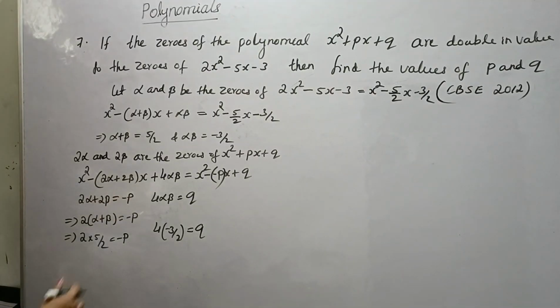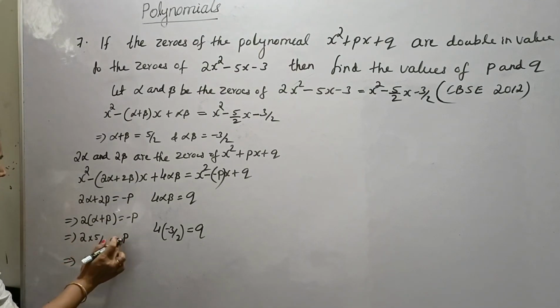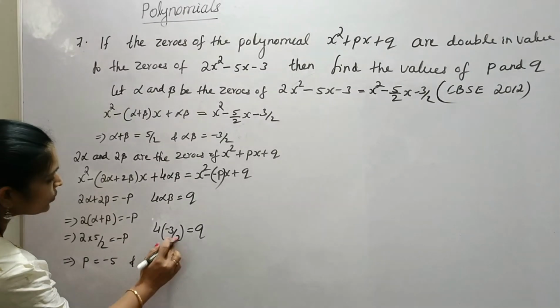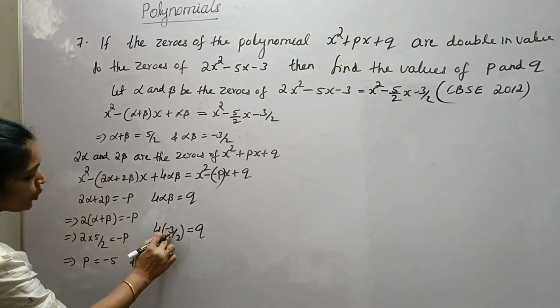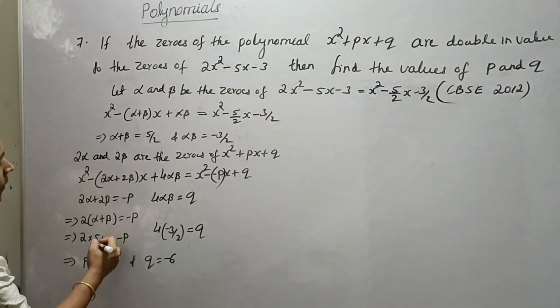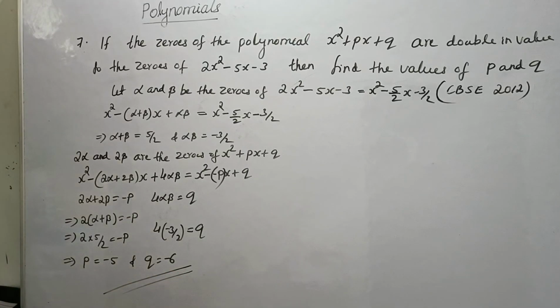Here, the 2 cancels, so p is equal to minus 5, and q is 2 cancelled, 2 into minus 3, that is minus 6. So p is equal to minus 5 and q is equal to minus 6.